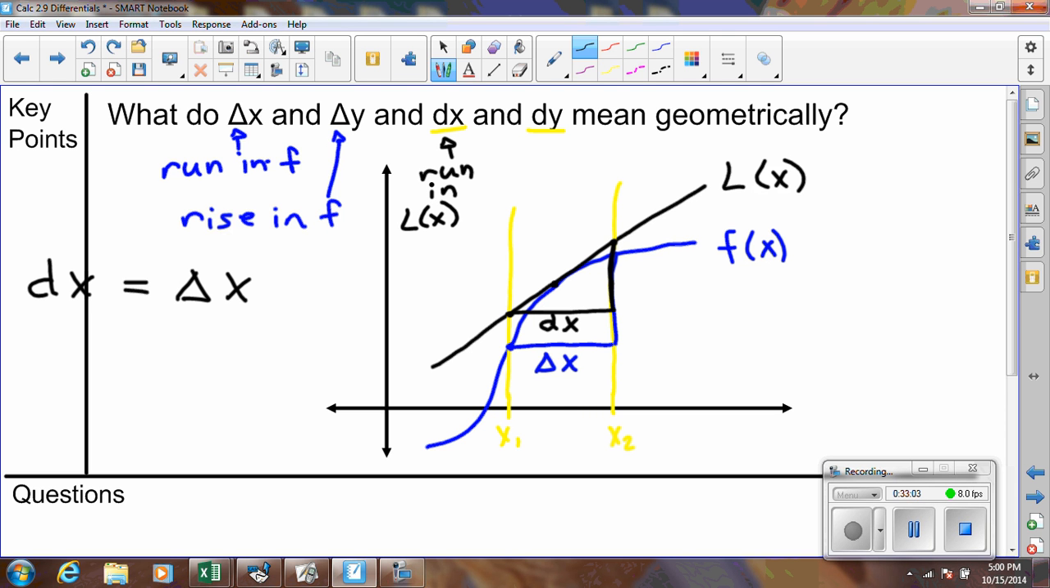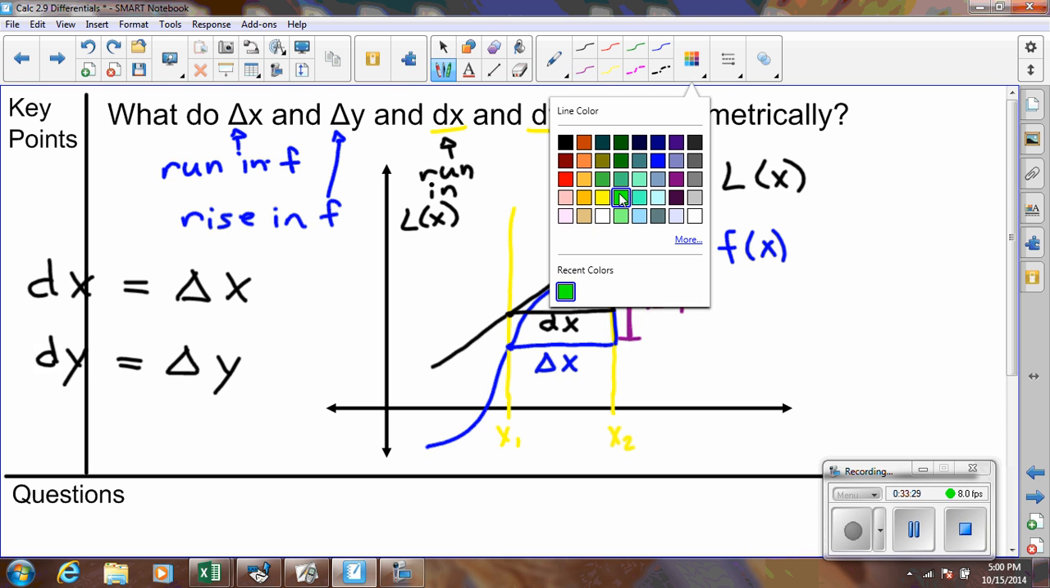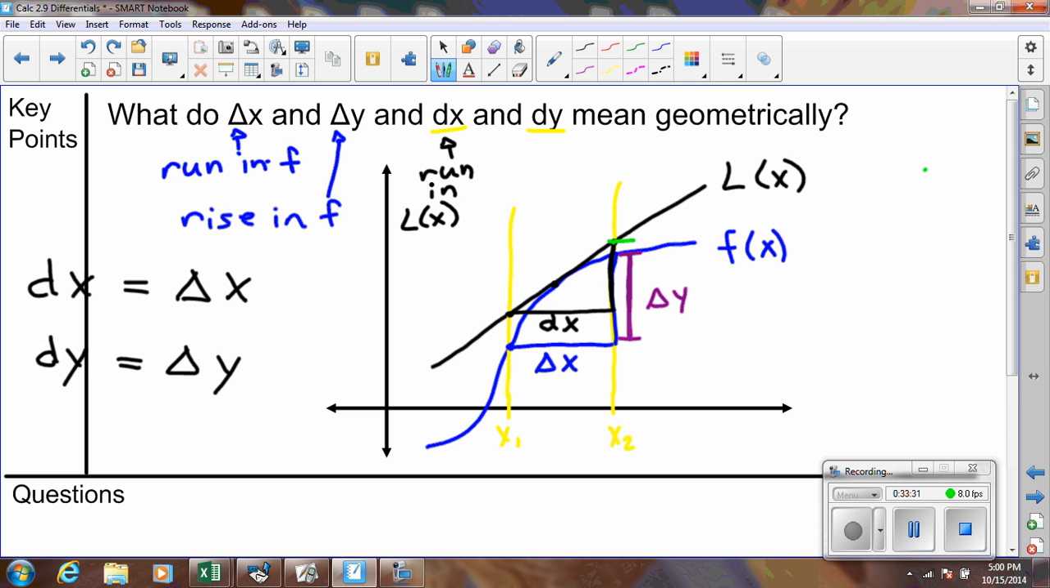When we are looking at these pieces, it looks like we are going to have dy actually equal to delta y as well. But we don't know that. We're looking at this piece and saying, this is the height in purple for delta y. And this is our height dy. Well, are they actually the same?